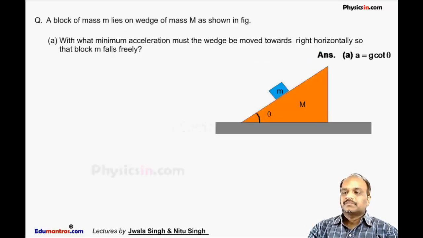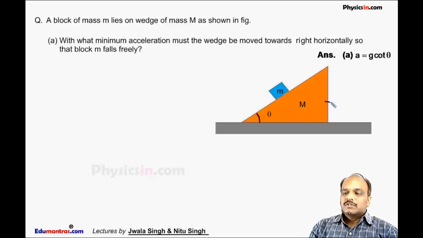Now a block of mass m lies on a triangular wedge of mass capital M as shown. This angle is theta. With what minimum acceleration must the wedge be moved toward the right horizontally so that the block of mass m falls freely?